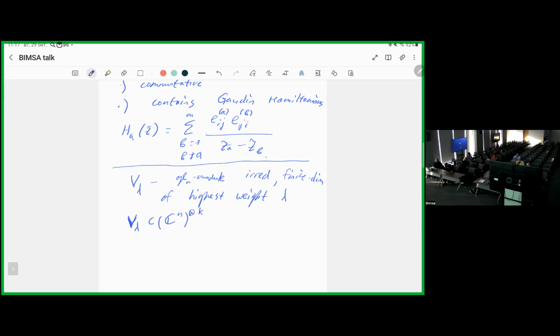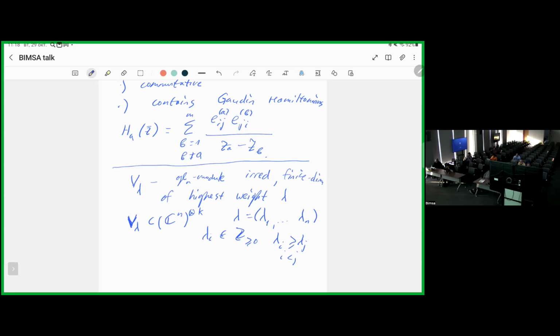which automatically means that my weight lambda, which is some complex numbers, lambda 1 all the way to lambda n, should have lambda i non-negative integers, and also lambda i is greater than lambda j if i is smaller than j. Well, should be greater or equal here.